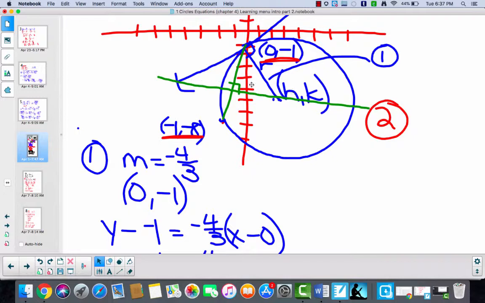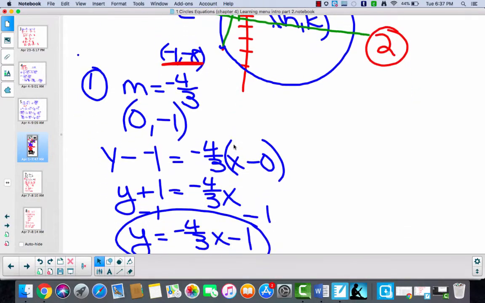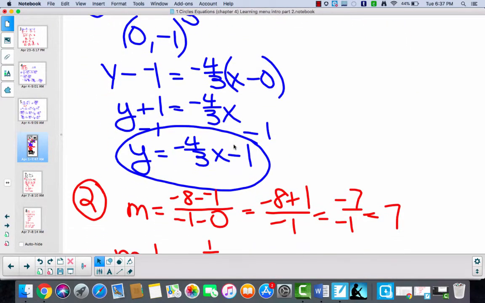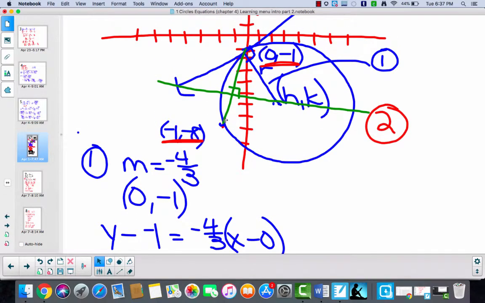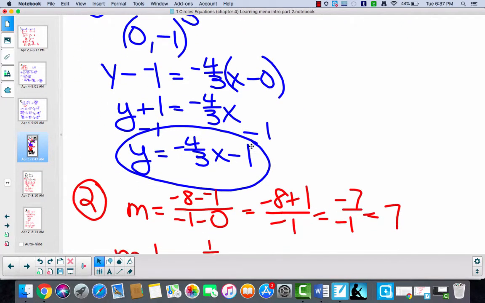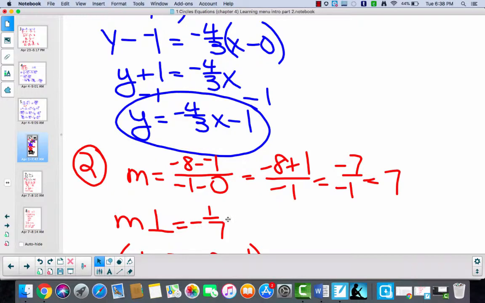Now we need to do the perpendicular bisector of this chord. So in order to do that, we need both the slope and the midpoint. Well, the slope is negative 8 minus negative 1 over negative 1 minus 0, which ends up being a positive 7. That is the slope of this line right here, the chord that connects the 2 points on the circle. We need its perpendicular bisector, so we need to take the negative reciprocal of that, which would be negative 1/7.